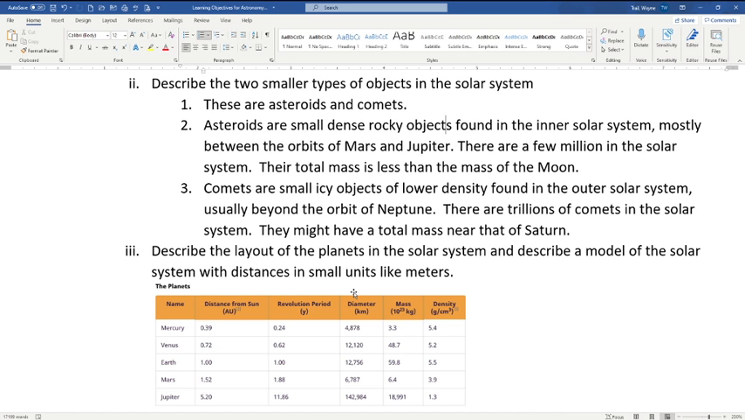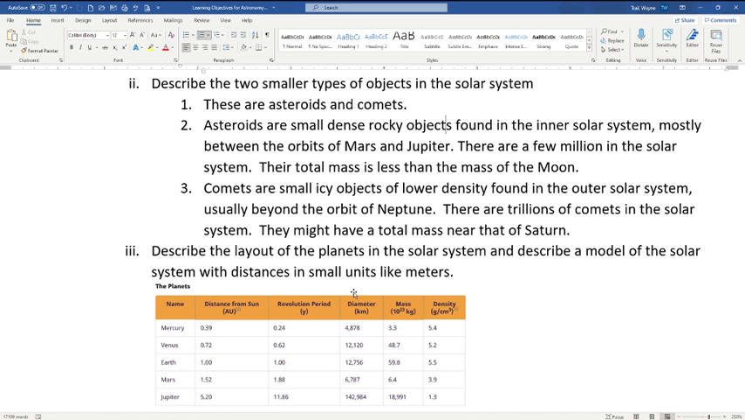Those would be asteroids that are larger than maybe a mile in diameter, or a kilometer in diameter. The next objects are comets. Comets are icy objects of lower density. Think of a comet as a snowball, or maybe a dirty snowball. These are found in the outer solar system, usually beyond the orbit of Neptune.